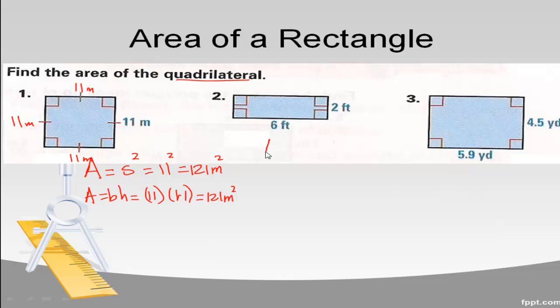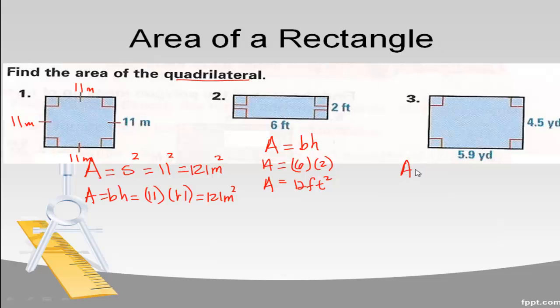For number 2, the area of this rectangle, and this is not a square. How do I know? Well, the definition of a rectangle is 4 right angles. It doesn't say anything about the sides. So I know this is a rectangle. Base times height, area is equal to 6 times 2, which is 12 squared feet. Done.